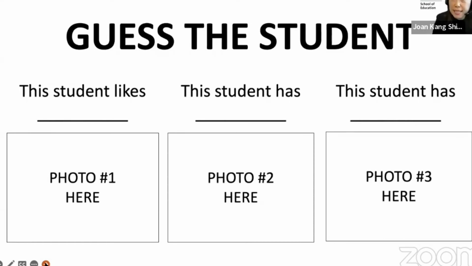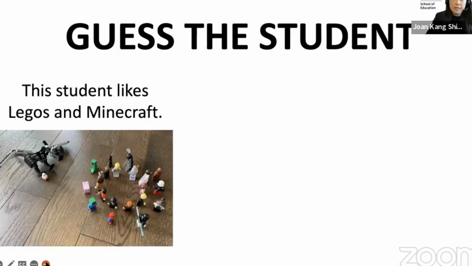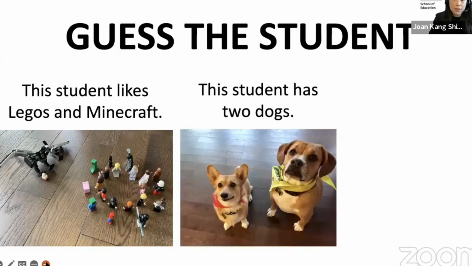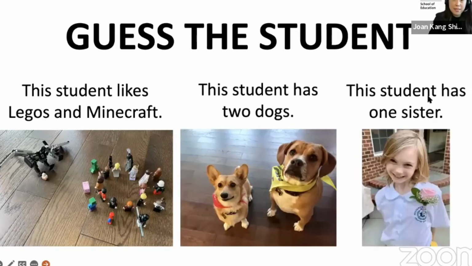Now, you can also play guessing games with your students, right? So here you guess the student. So you're going to focus on what a student likes. This student likes blank. This student has blank. And this student has blank. Okay, so I'll give you an example, and they put photos in. Now you with your young learners might collect them and set this up. So this student likes Legos and Minecraft. This student has two dogs.